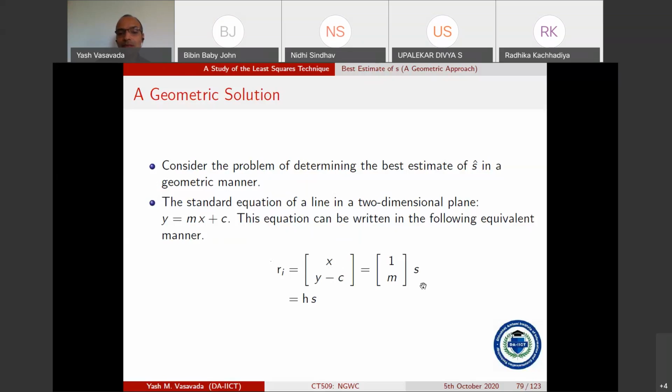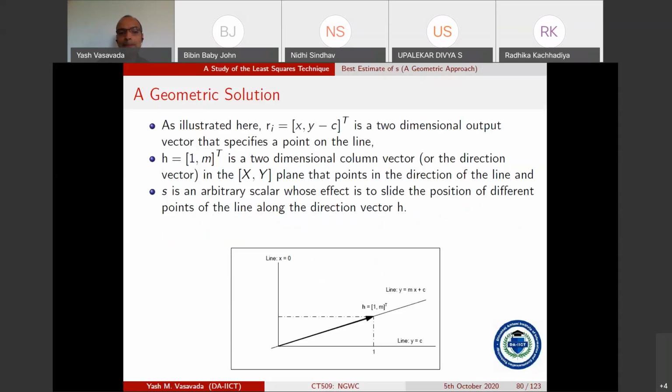Now, once we write the line in the coordinates of the line in this manner, we can write it also as a function of the slope parameter m and the variable s. So the x coordinate is going to be 1, the y coordinate is going to be m, and s, you can think of it as a slider. As you make s go from 0 to some high positive value, we are sliding the point along the line. And now I'm going to call this vector [1, m], where m is the slope, as this vector h.